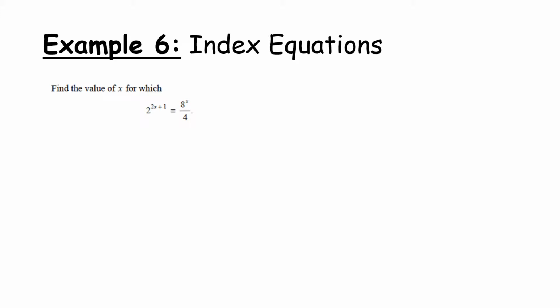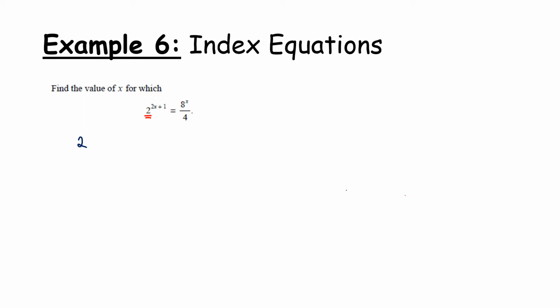So our final equation here, find the value of x for which 2 to the power of 2x plus 1 is equal to 8 to the power of x over 4. So there's a bit more going on in this equation because we have three different bases, or big numbers, here. And again, we want to focus on what we are going to get them to. And the answer is 2. We want to rewrite everything as a 2.